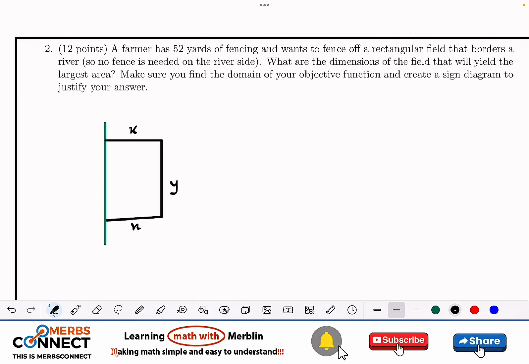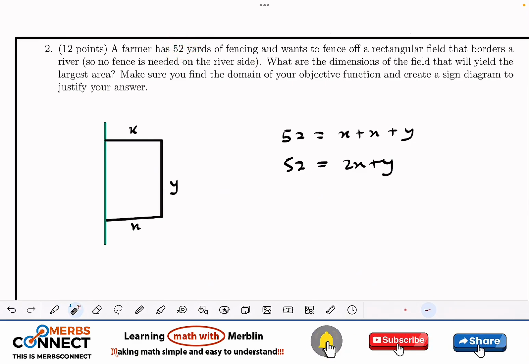So when we fence, we are going to have 52, right? So it means that 52 is equal to 2x plus y. So that's one equation formed, right? So we want to fence is like 52. So one of the sides is with the river. So like this is where the river is. So this is my riverside. Good. So now, what are the dimensions of the field that will yield the largest area?